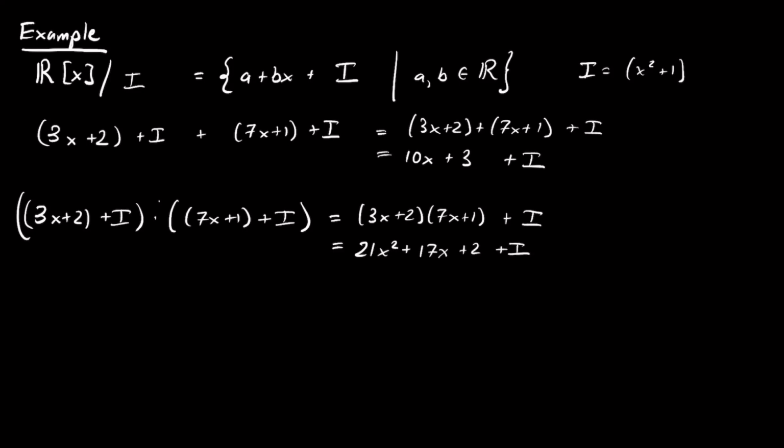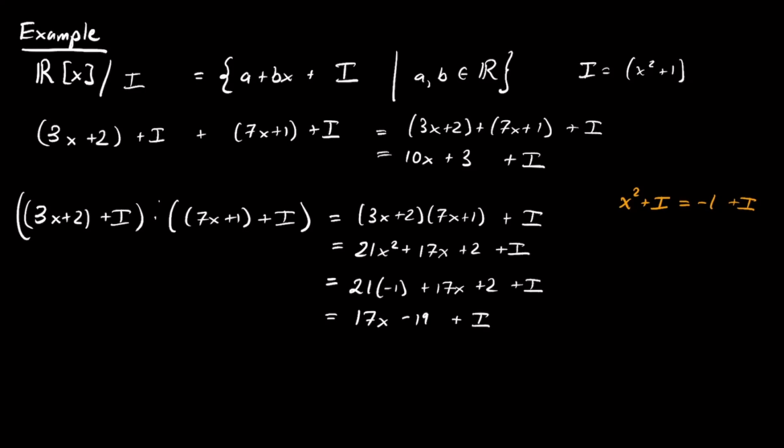The thing that we might remember from earlier is that x squared plus I is the same as -1 plus I. So anytime I see an x squared, I can replace it with a -1. So this is the same as 21 times -1 plus 17x plus 2, plus I. And what does this equal? Well, when I simplify this, this is going to be 17x minus 19 plus I. Okay, so I get something that looks like this.